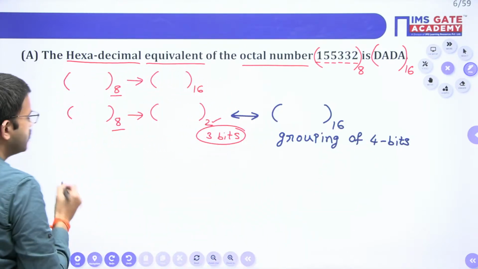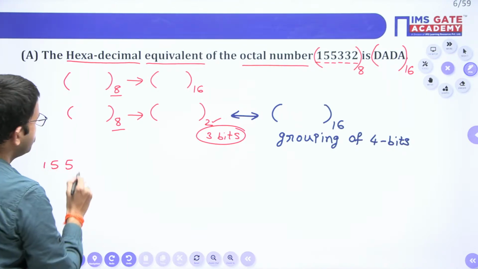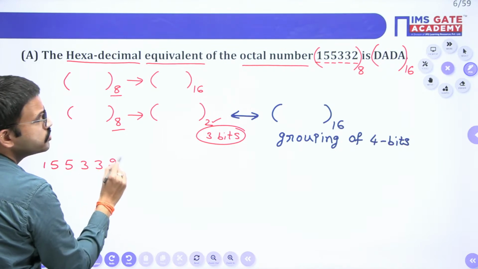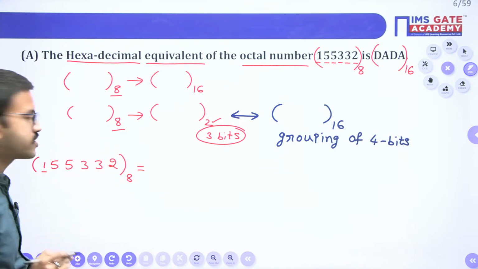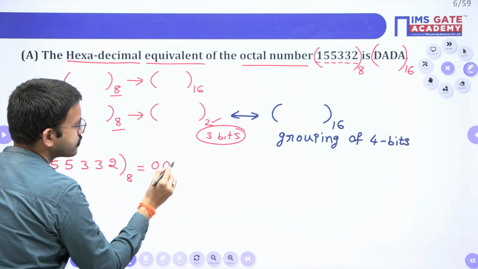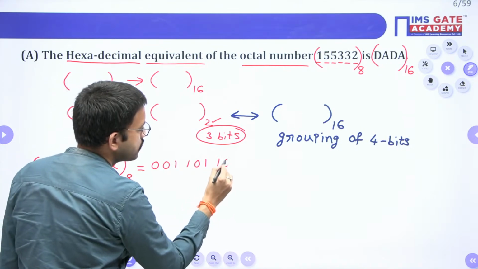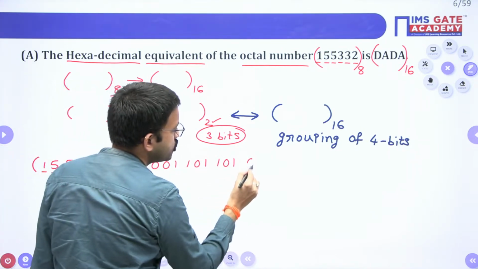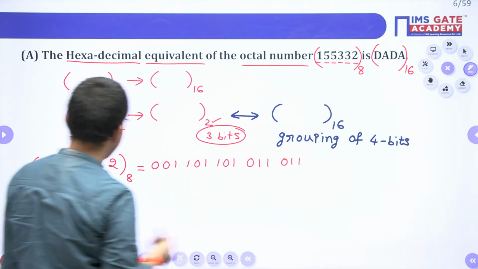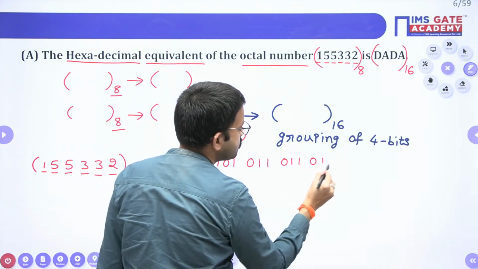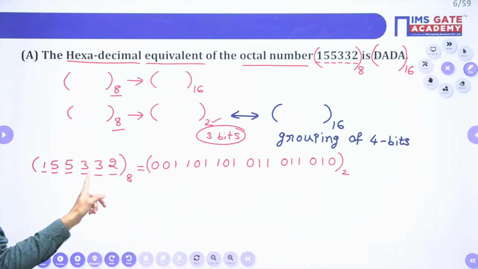First, I am considering the given number 155332. They have given an octal number. Now we have to represent each and every digit with 3 bits. 1 is nothing but 001. Next, 5 is 101. Once again 5, 101. 3 is 011. Next, 3 is 011. And 2 is 010. So this is the binary number we got, which is equivalent to the given octal number.